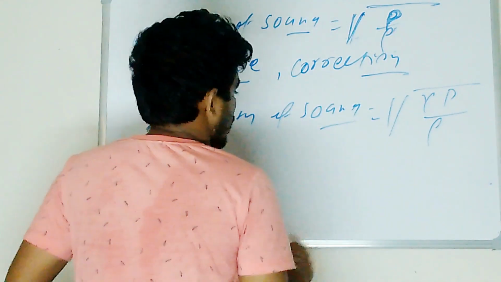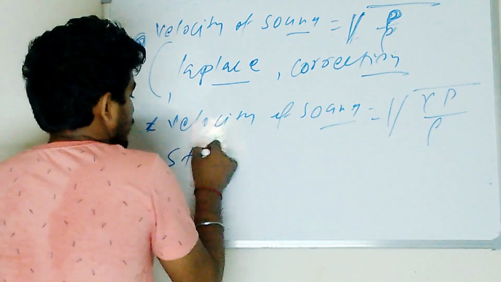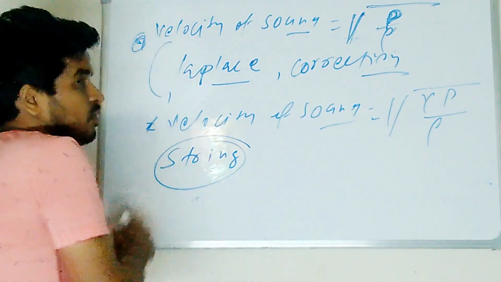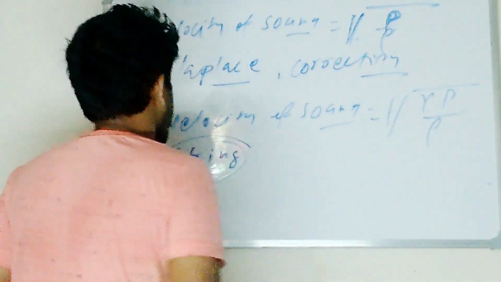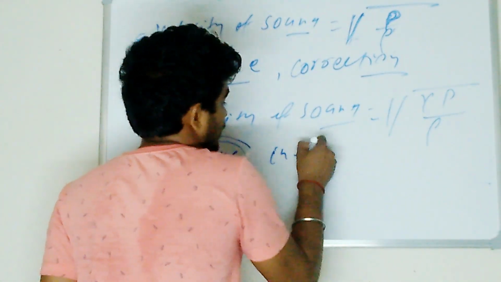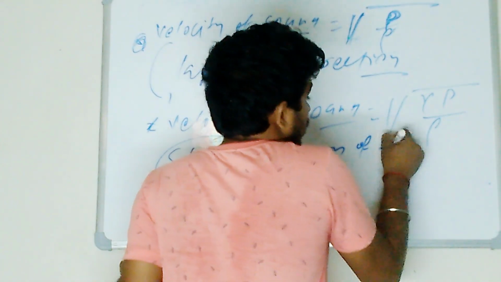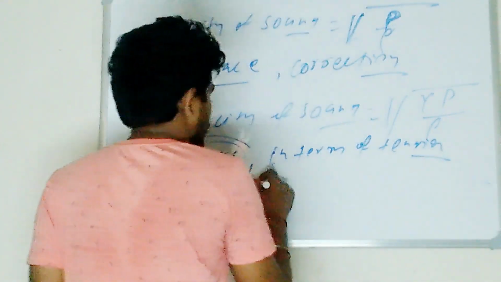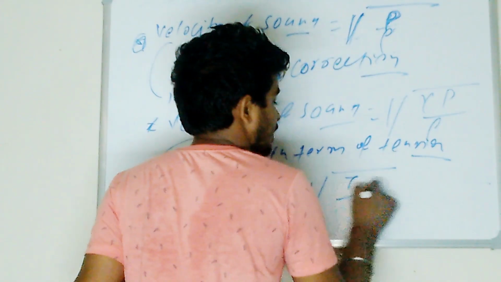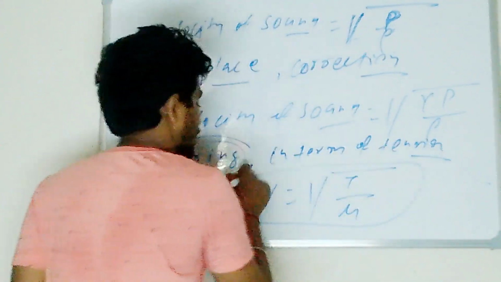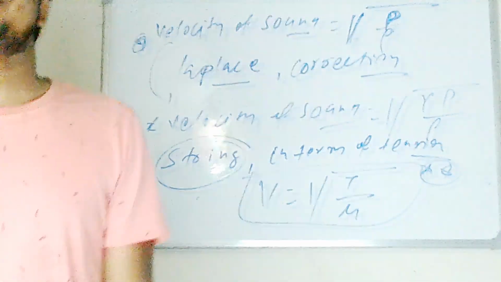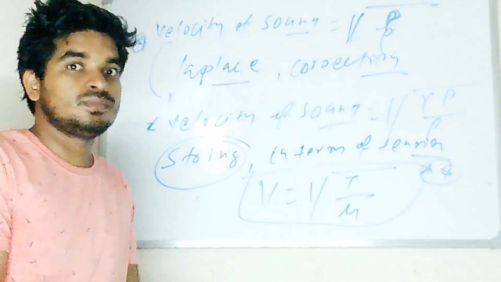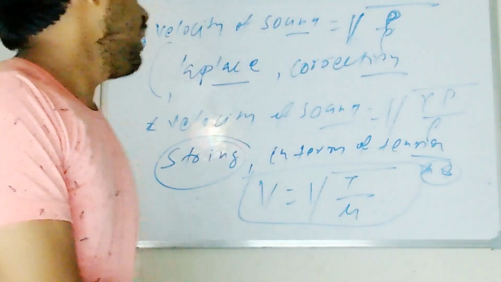The second thing is that if we talk about any string, in a string what do we get? The tension. So in terms of tension also we can write the velocity. In terms of tension, velocity is equal to the square root of T divided by mu. This is a very, very important formula, so you have to keep this in your brain. Here T is tension. You can think of pressure as tension in this way.